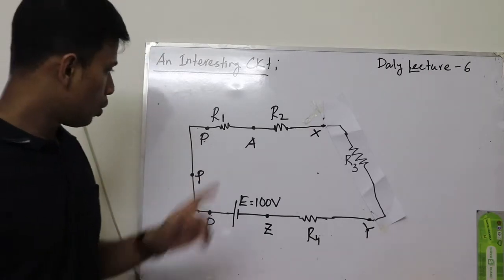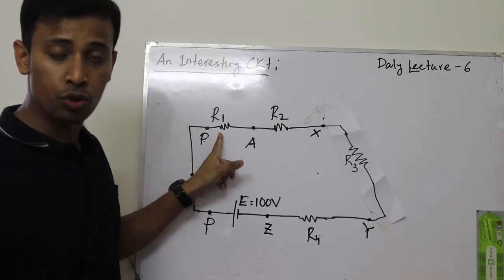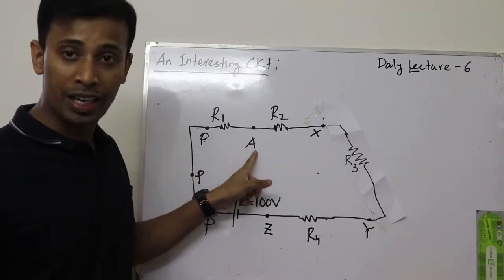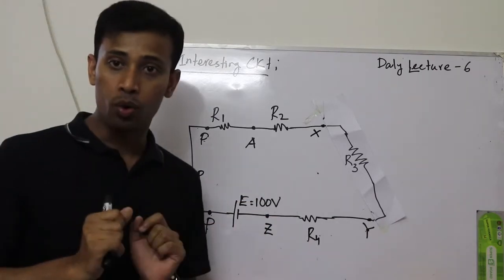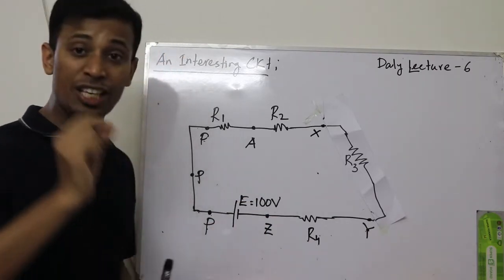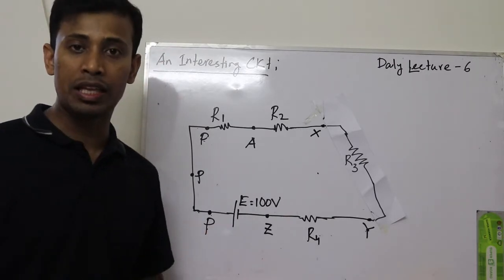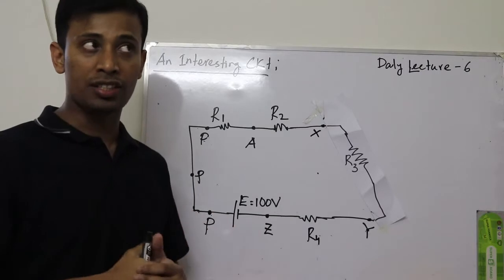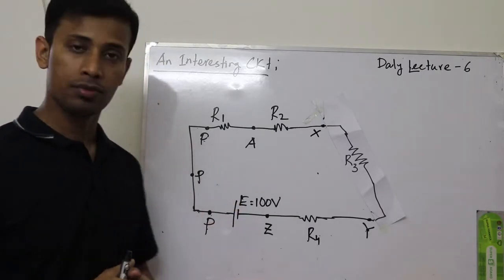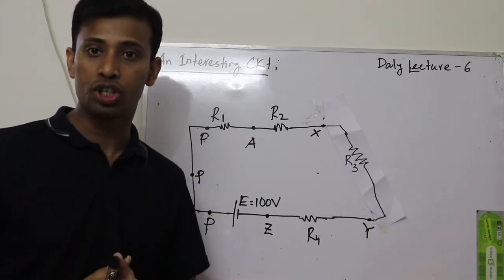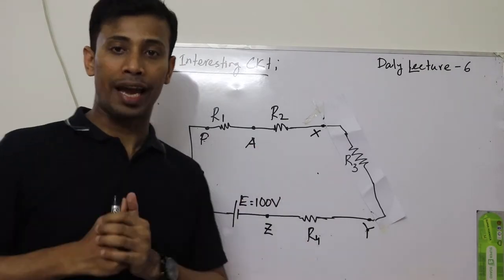Now from P to A, obviously potential varies because we have a resistance here, which will use some potential. So at point A we will not get 100 volt. Now, I have already discussed the short line in another lecture, lecture 2, as the tale of short lines.